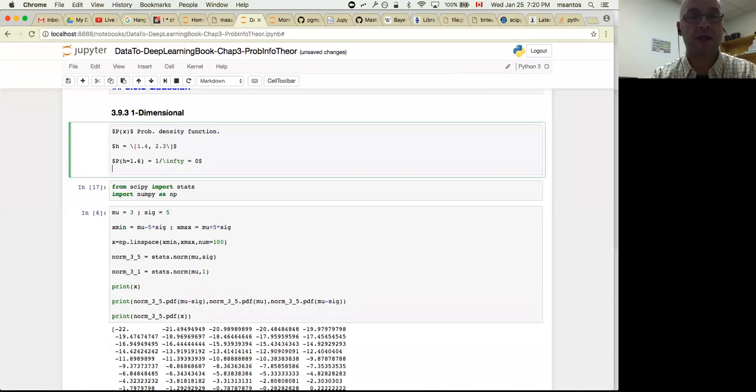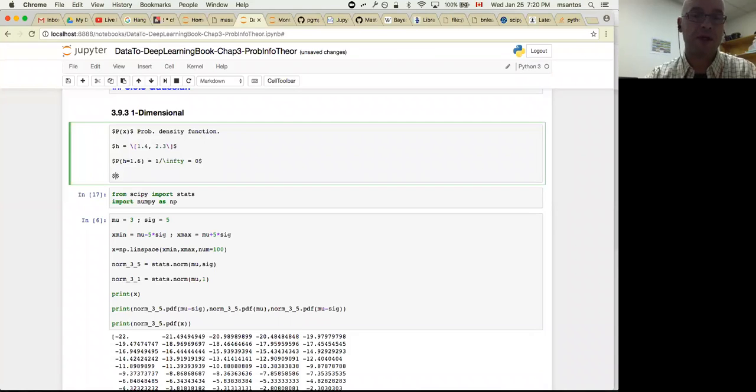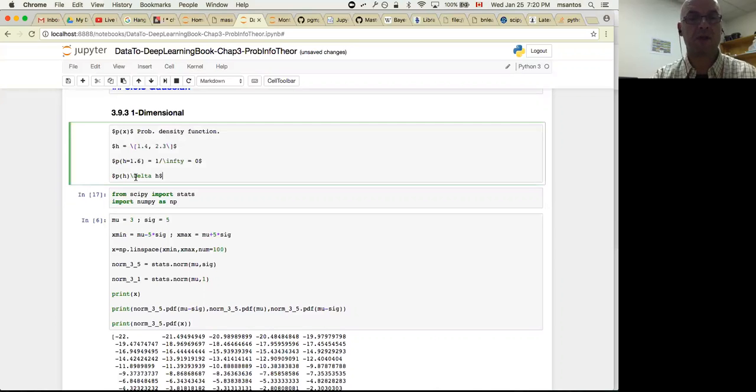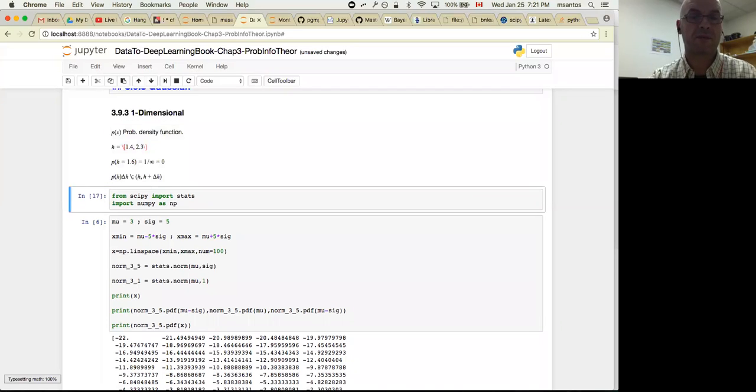So what can we say then about a continuous variable? The only thing that we can say is the following. I've been writing here a capital P, but maybe I should write lowercase p, because usually the capital P is reserved for the discrete case. This is the only thing that makes sense. Let me write it here more clearly. This is meant to be an interval between h and h plus delta h.